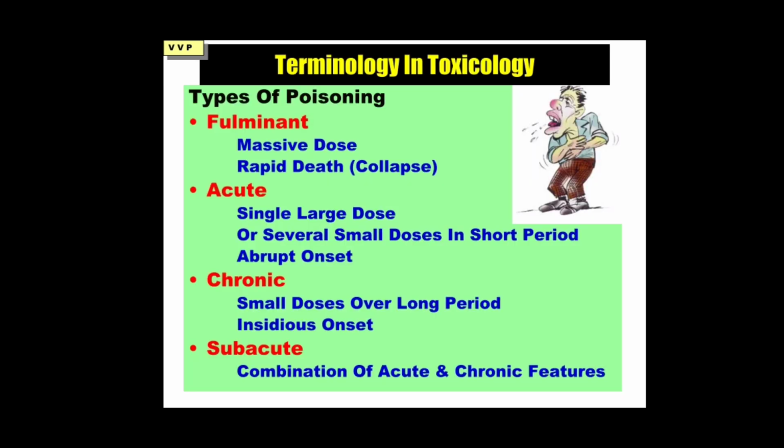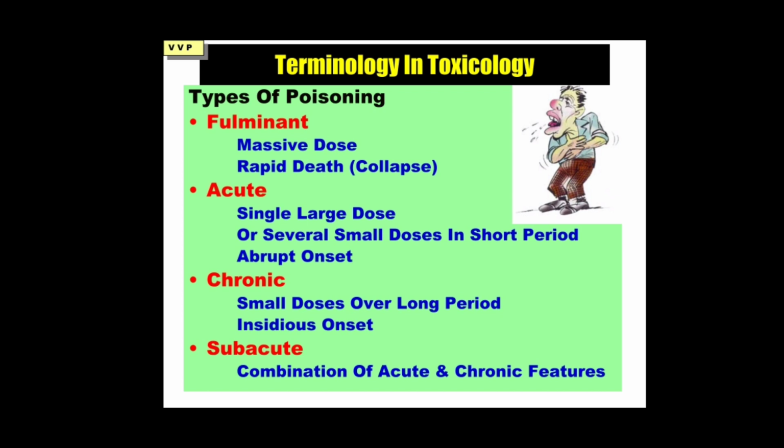Then there is this confusing terminology with regard to types of poisoning. You have terms like fulminant poisoning, acute, chronic, subacute poisoning. So it is laid out on this slide that you see for easy recall and to tell you what exactly each type of poisoning means. Like, for instance, fulminant poisoning. It means that the person concerned has taken a massive dose or been exposed to a massive dose of poison, and there is usually collapse with rapid death, especially if the poison is quite potent or powerful.